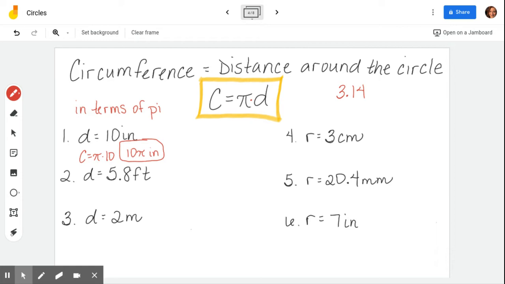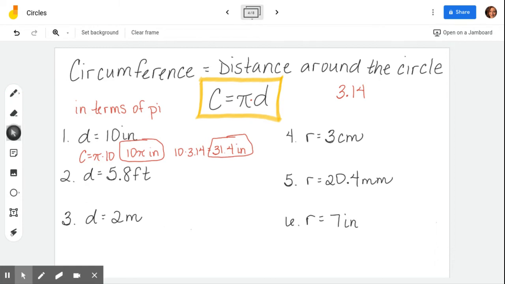If we're asked to actually use 3.14, then we're going to plug that in for pi, and we're going to do 10 times 3.14, which would equal 31.4 inches. It's not inches squared, it's just inches, because remember, this is like perimeter. It's just a distance.